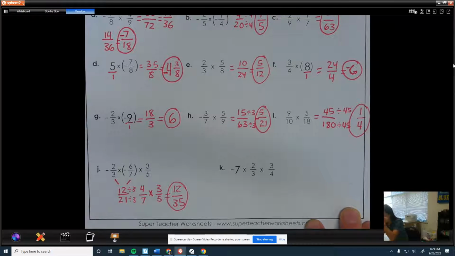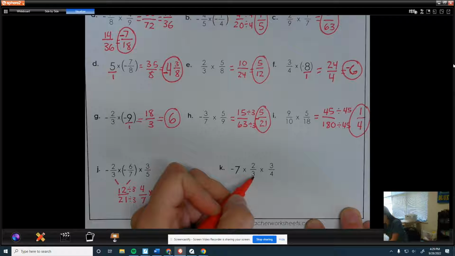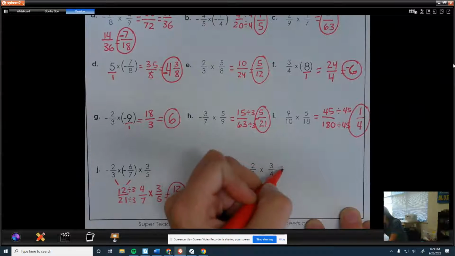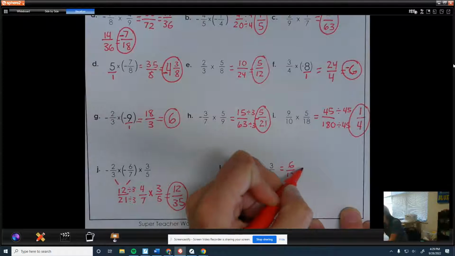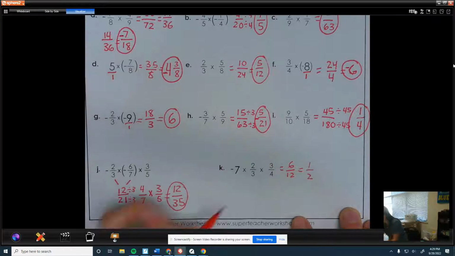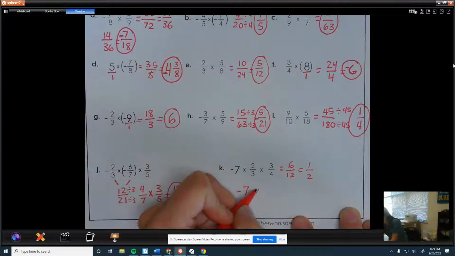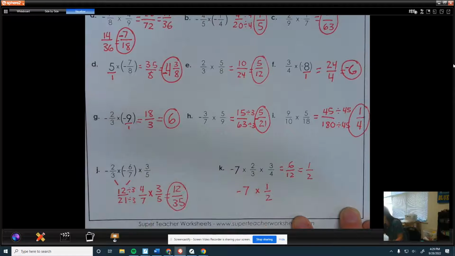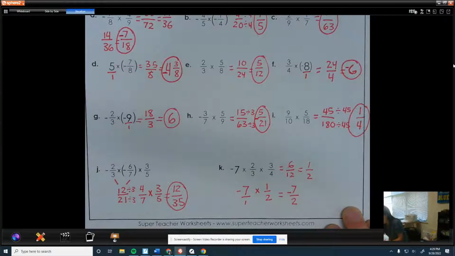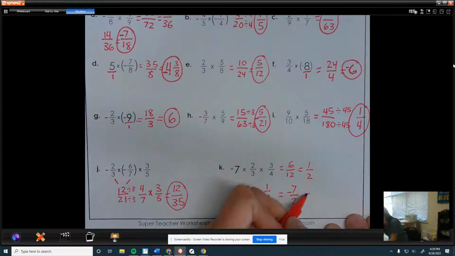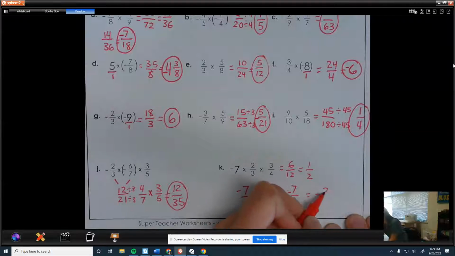All right, last one. I think I'm just going to multiply the fractions first, just because I feel like it. 2 times 3 is 6. 3 times 4 is 12. Oh, so that's a half. That's easy. So then you just need to do -7 times a half. Stick a 1 under the 7. You'll get 7 halves, but make it negative. So that is -3.5.